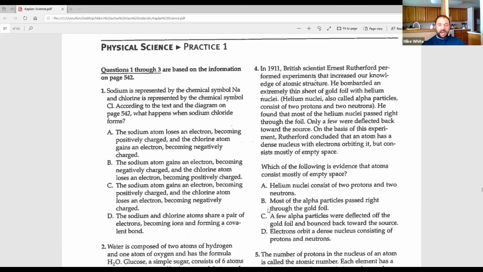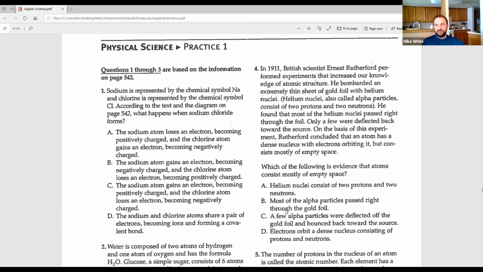Let's look at B and C because they're similar to each other. B says most of the alpha particles passed right through the gold foil. And C, a few alpha particles were deflected off the gold foil and bounced back toward the source. They're kind of saying the same things, but one is worded as most of the particles passed through, and the other is worded some of the particles bounced back, right? They're kind of saying the same thing. So let's come back to B and C. And let's look at D.